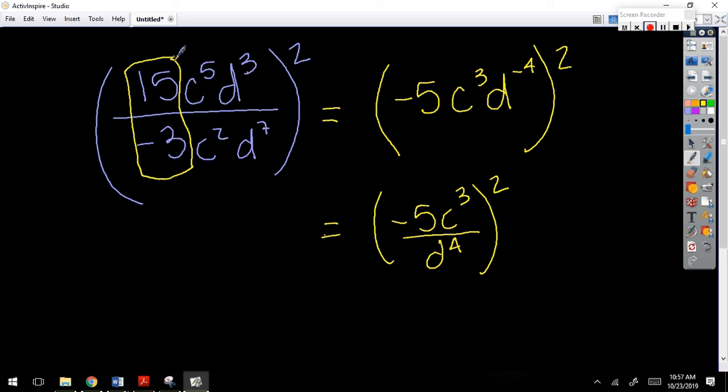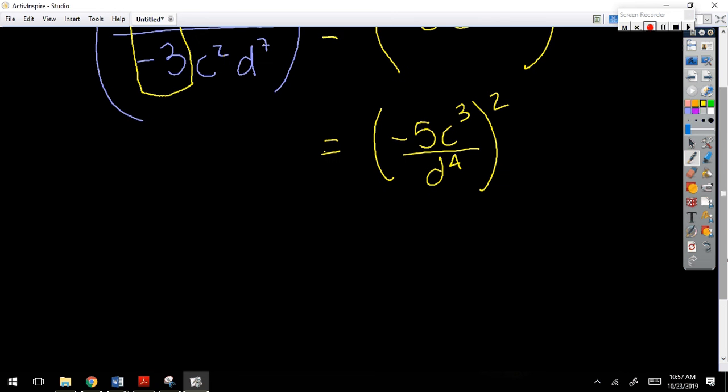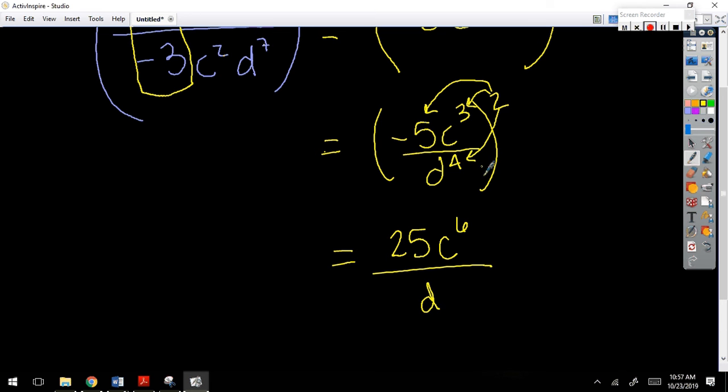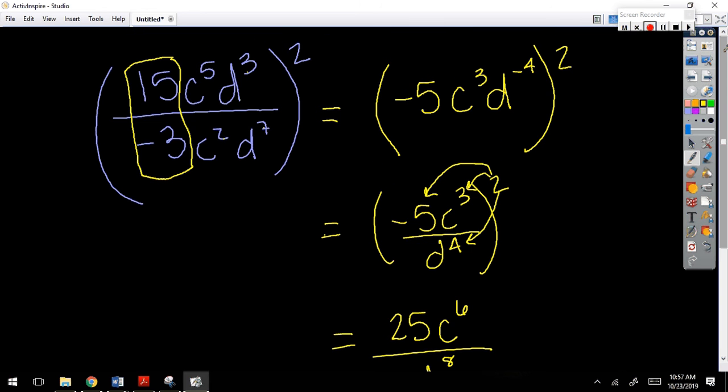Again, there's no order for this, as long as you follow valid properties every time. -5 squared is 25. C to the 6th over D to the 8th. Can you scroll up? So it was D to the -4, so that would be on the bottom. So it moved down and became positive, right?